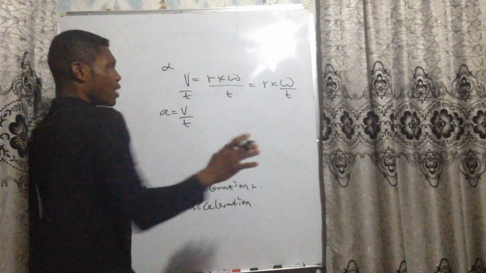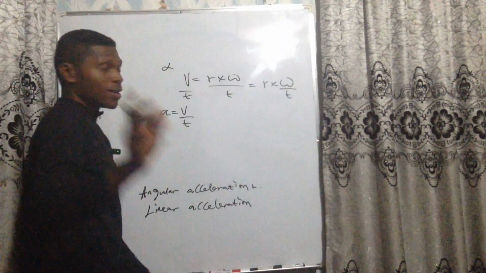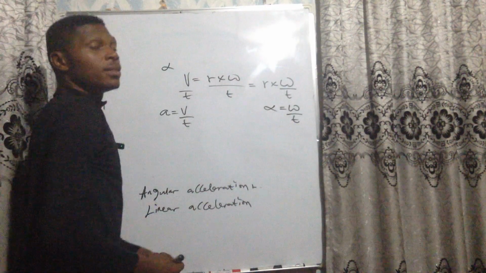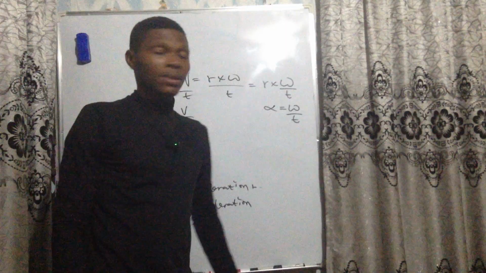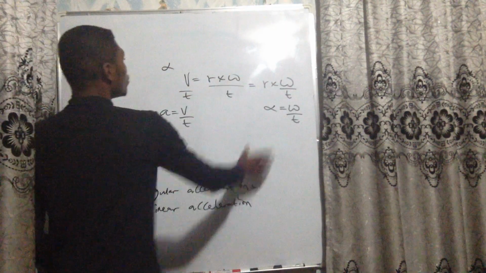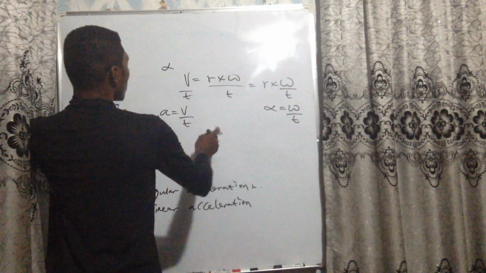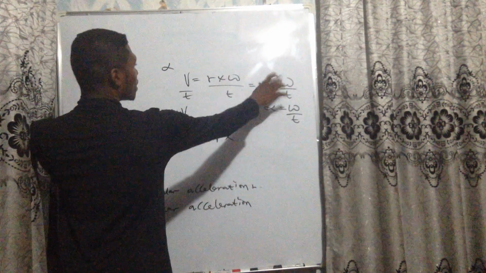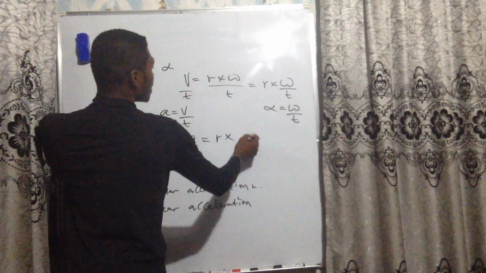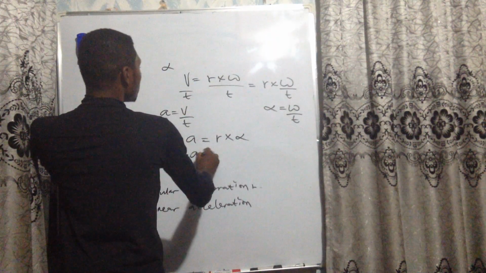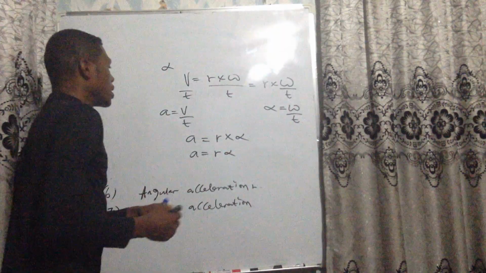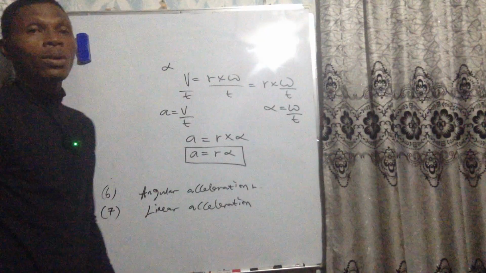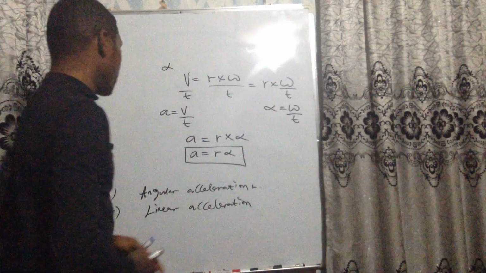Now, omega over t is what? Angular acceleration, which is alpha, equals omega over what? T. That is the rate of change of what? Angular velocity. Okay? So now, when you substitute everything here, we have that a equals r times omega over t, that is r times what? Alpha. So a equals r alpha. This is the formula that relates linear acceleration to what? Angular acceleration, in case you are asked the question.